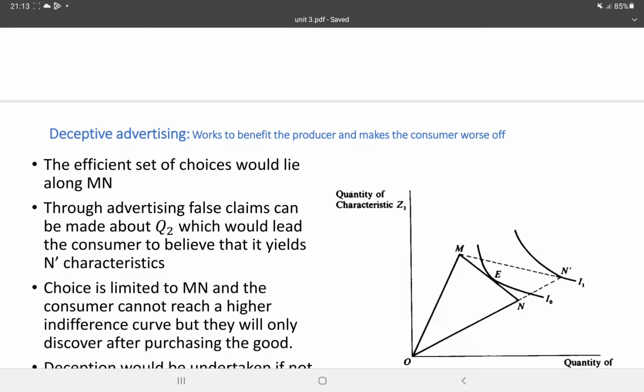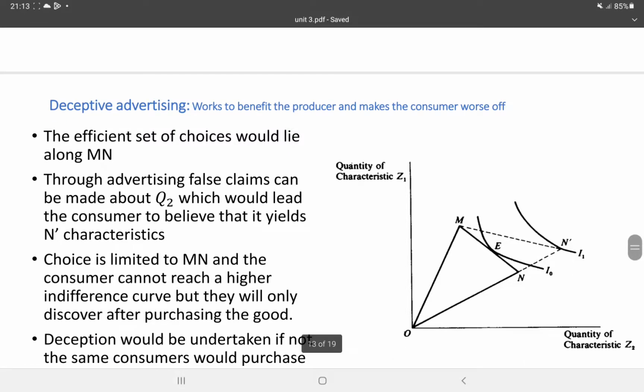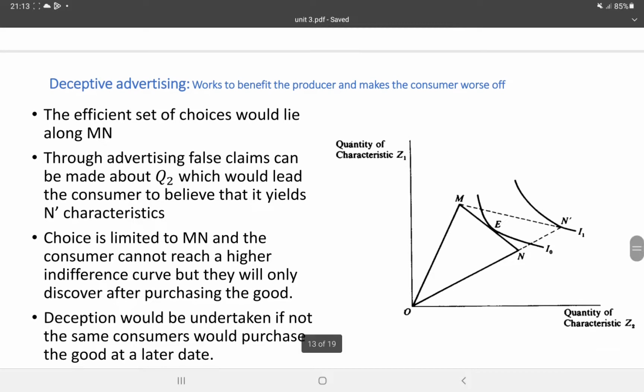However, when we talk about advertising, it doesn't mean that it will always be good. There is what we call deceptive advertising. This works to benefit the producer and make the consumer worse off. So the efficient set of choices would lie along MN. That's what we have agreed.